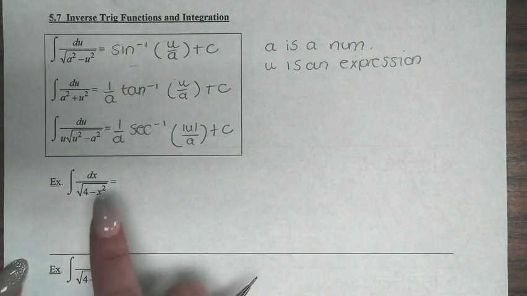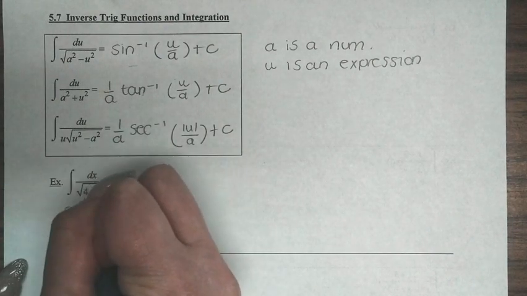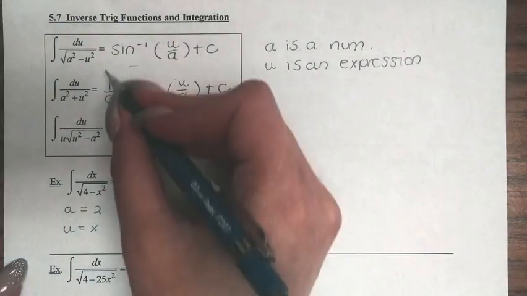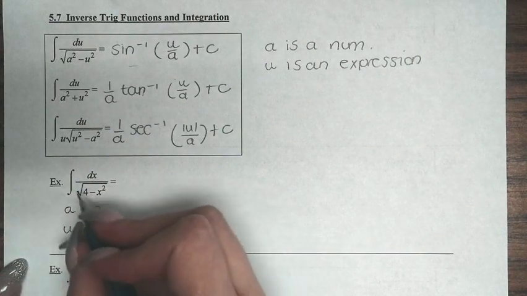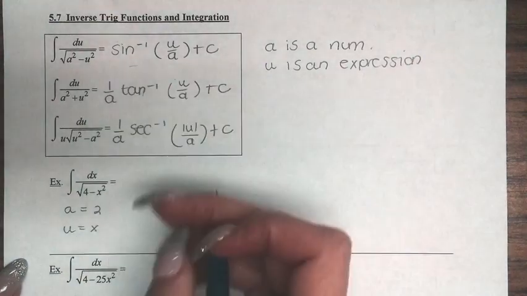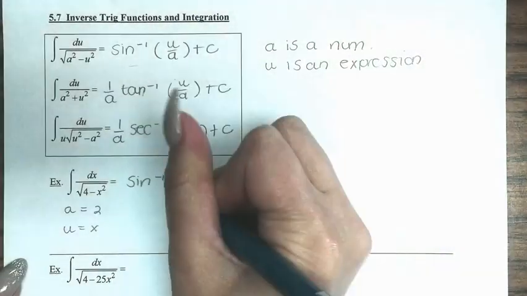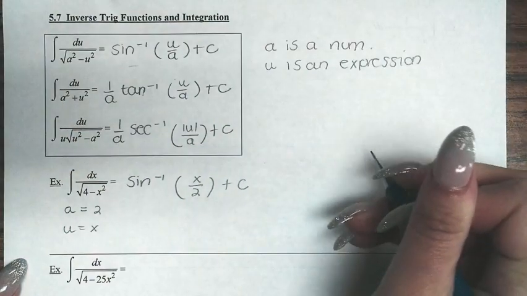In this example, you can see that a is going to be 2 and u is going to be x. When you compare this with the formulas that you have, the one that has the same format is the sine. Therefore, this is going to be sine inverse of x divided by 2 plus c.